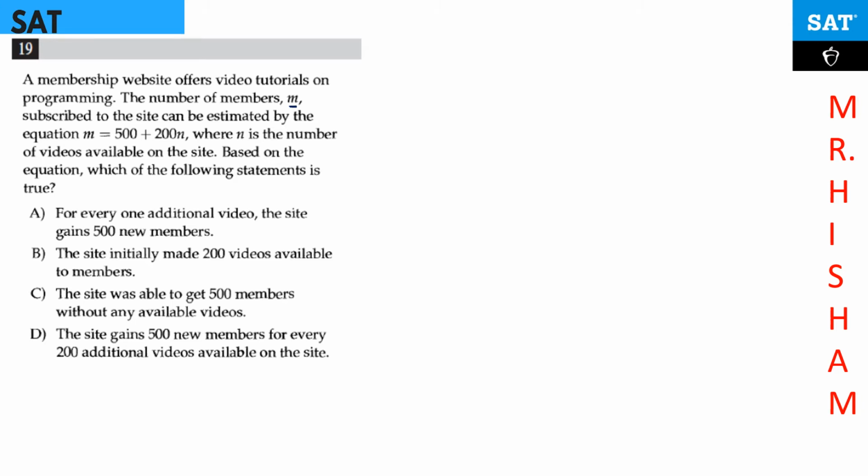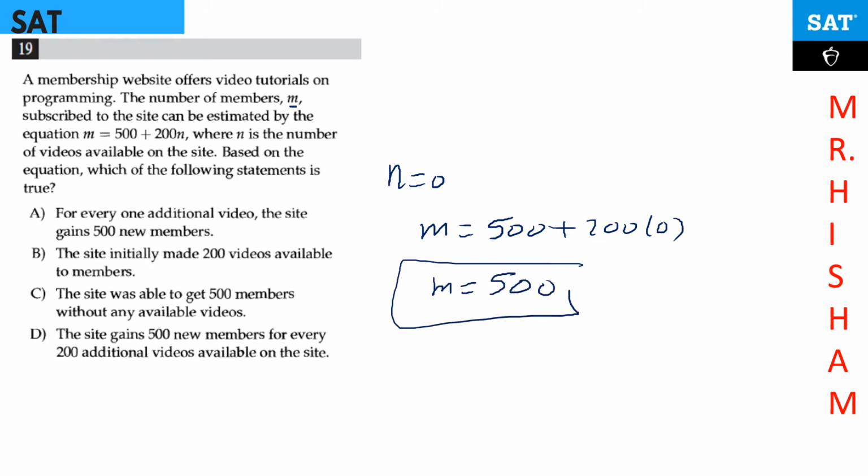The site was able to get 500 members without any valuable videos. Yes, why? Because if you replace N with 0, M is going to be 500 plus 200 multiplied by 0. So the number of members is 500. So before uploading anything, it had 500 members. So the right answer is C.